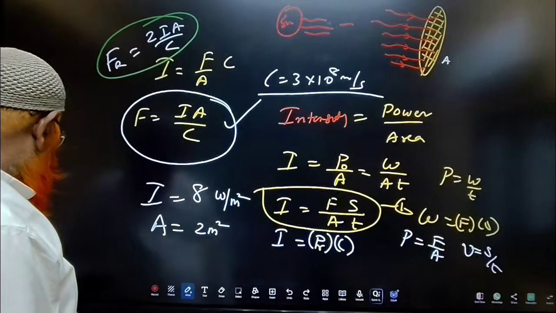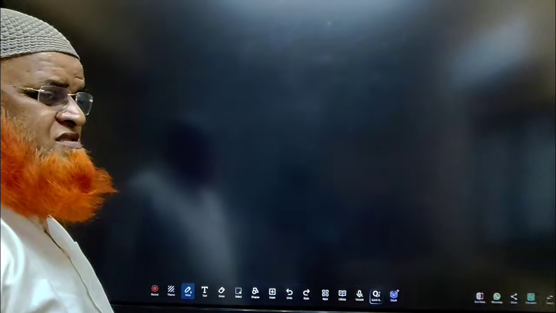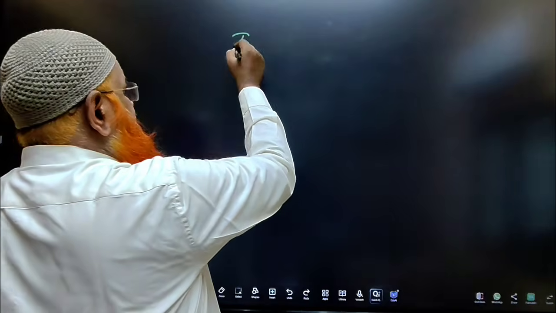Now let me discuss one more concept here. The next concept is, what is the meaning of moment of inertia? Very important topic. Many questions are coming on this. What is the meaning of moment of inertia?